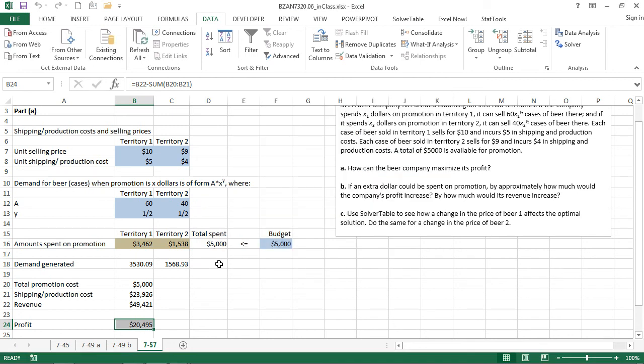Okay. So I spent my $5,000 budget. I created the demand that you see, and I generated this profit. Do we believe that that is the correct amount of profit?